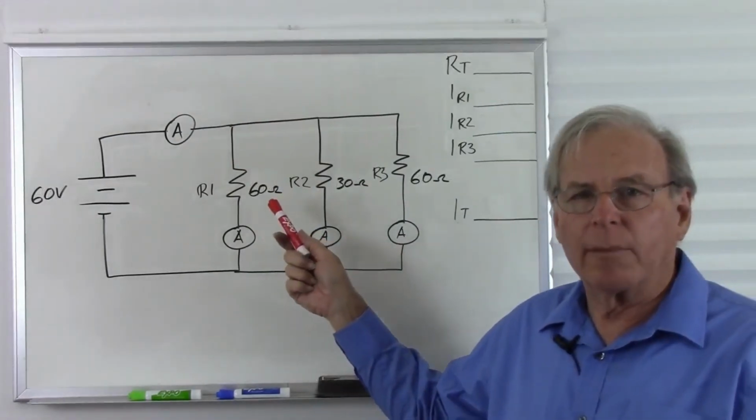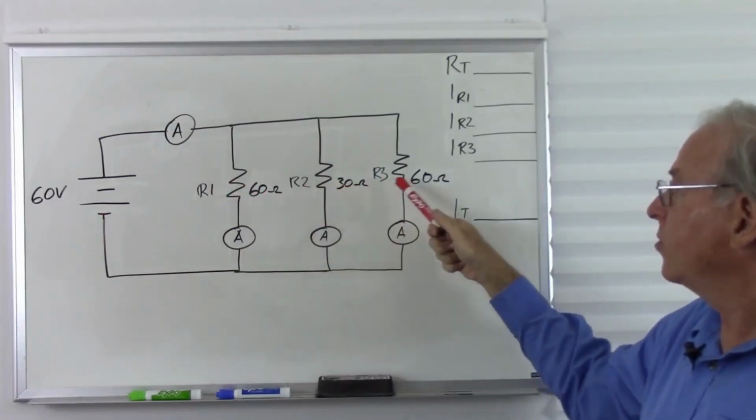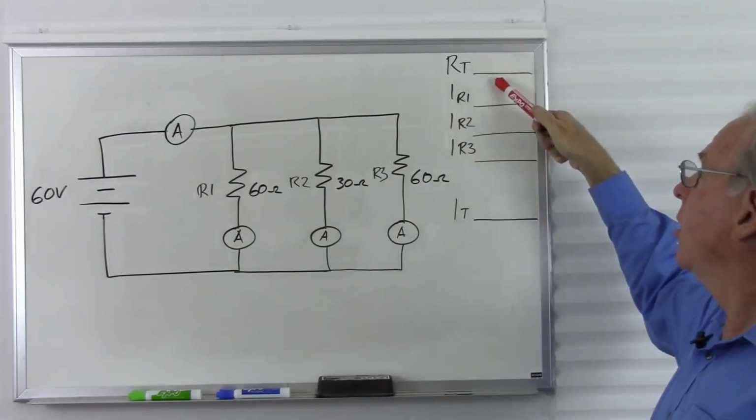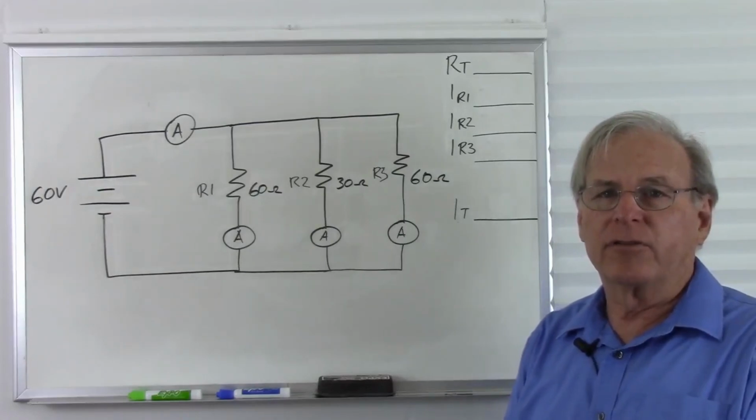So here's a similar problem just for practice. We have 60 volts, 60 ohms, 30 ohms, and 60 ohms. And we need to know: What's the total resistance? What's the current through each resistor? And what's the total current? Pause the video and solve the problem.